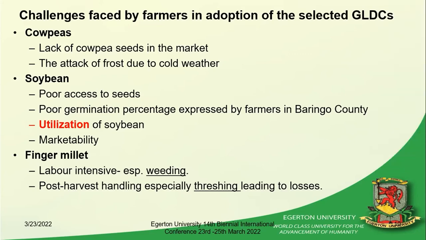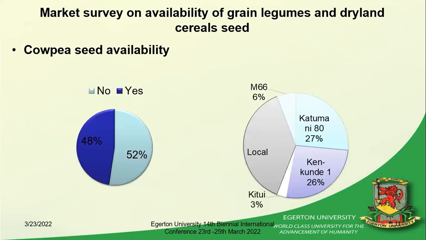And on finger millet, most of the farmers say that finger millet is labor intensive because of the small seeds and also the narrow spacing. So when it came to weeding, it was tedious for them, so most of them tend to leave out the finger millet. And when it came to post-harvest handling, most of them say that threshing is a lot of work and it might lead to losses.